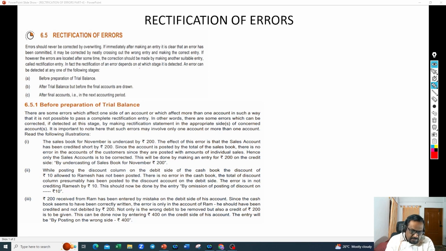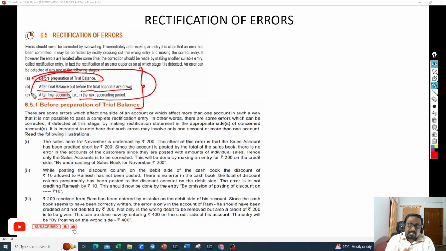So, as I said previously, see here, errors can be located before preparing the trial balance, errors can be identified after the trial balance but before the final accounts, or errors can be identified after final accounts. So, these are the three ways one can identify the errors. Based on that, you need to start passing rectification entries. That is the reason why you need to understand at what stage you identified that error. That is very important, right?